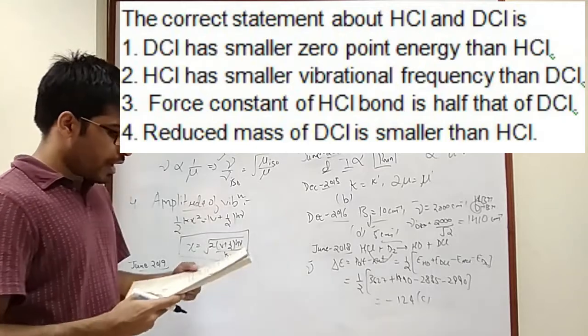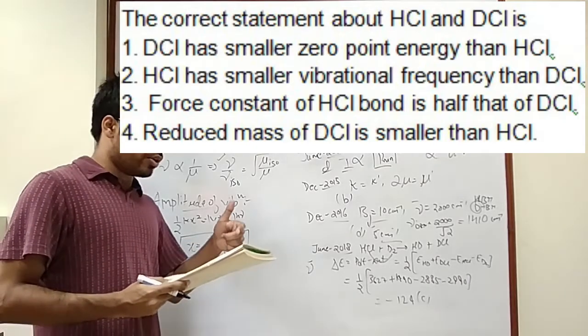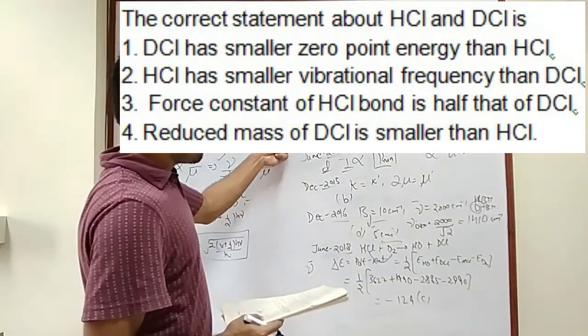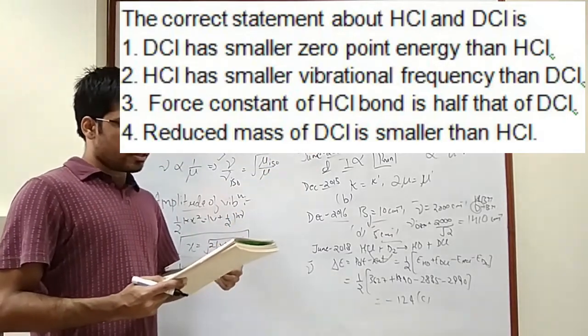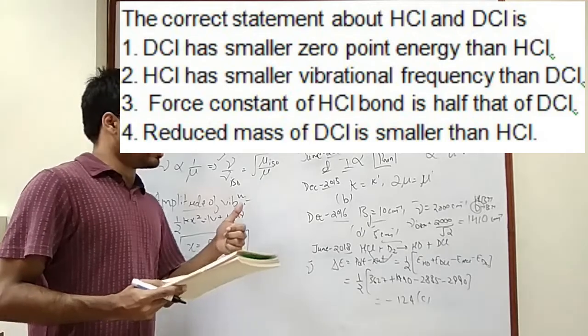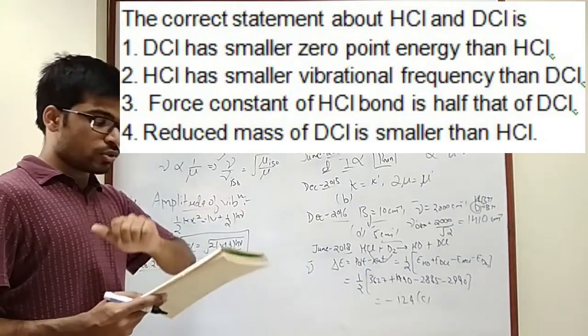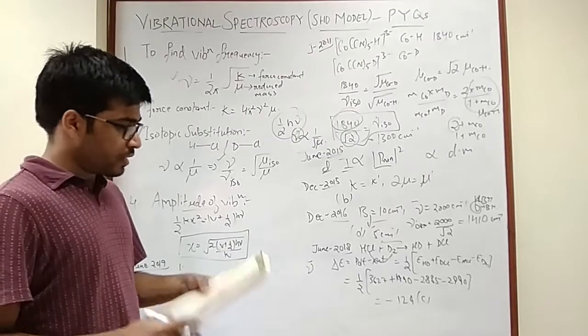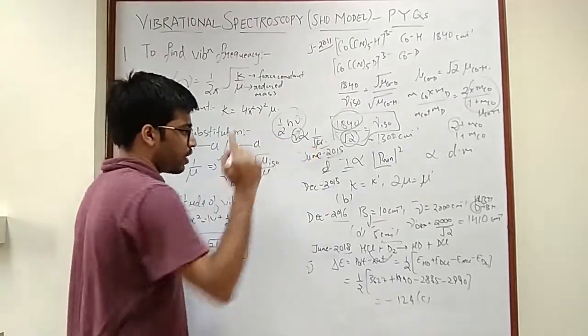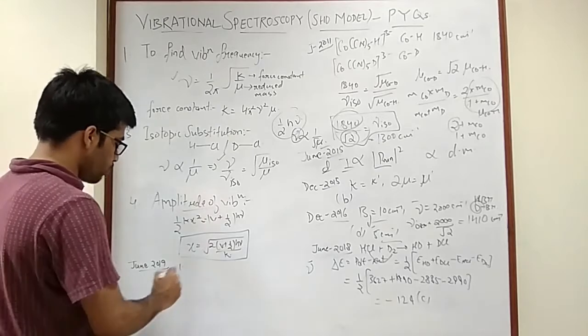But let's take a look at other options. HCl has smaller vibrational frequency. HCl will have a larger vibrational frequency because it has smaller reduced mass. Force constant of HCl bond is half that of KCl. Now force constant does not depend on mass, so that statement is gone. Reduced mass of DCl is smaller than HCl. Reduced mass is greater, so that option is also wrong. So the correct option is option number 1.